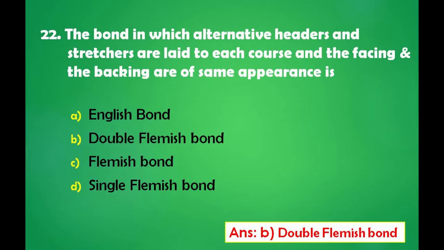The bond in which alternative headers and stretchers are laid to each course and the facing and the backing are of the same appearance is called as A. English bond, B. Double Flemish bond, C. Flemish bond, D. Single Flemish bond. The answer is, the bond in which the alternative headers and stretchers are laid to each course and the facing and backing are of same appearance is the double Flemish bond.